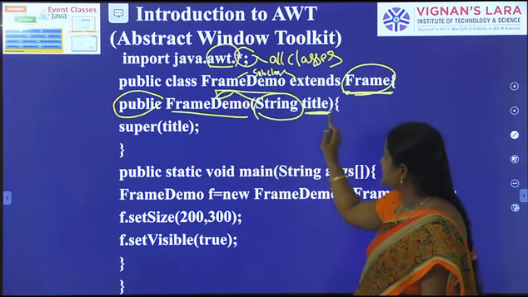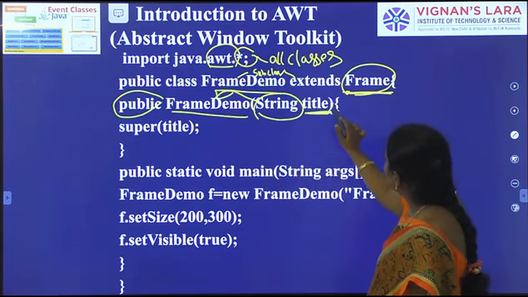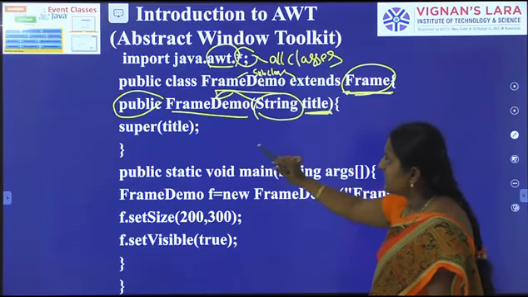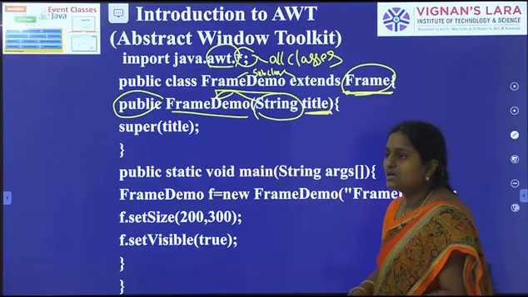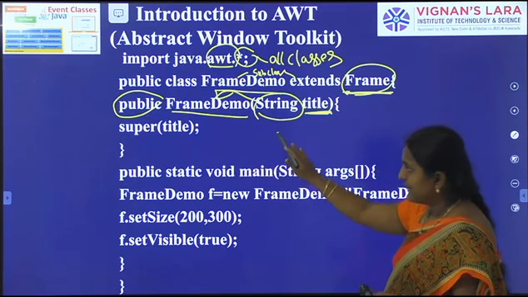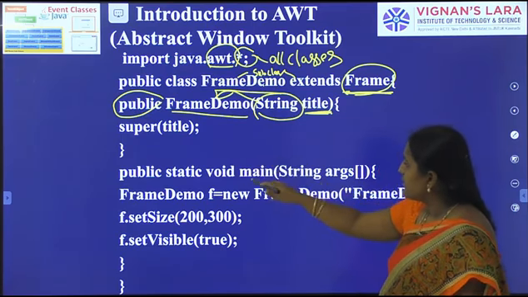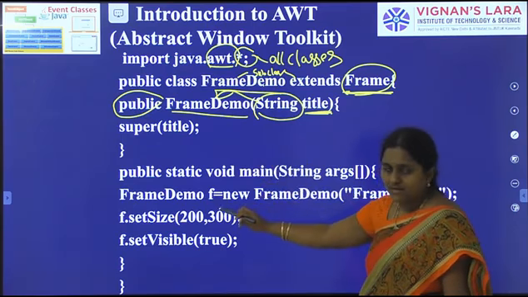Next one, title. It is specified by some title. Next, we close the constructor body with super(title). So we can access superclass members in the subclass by using the super constructor, super(title). Next we close the constructor body. Next we define the main method. Next we create an object of our Frame class.